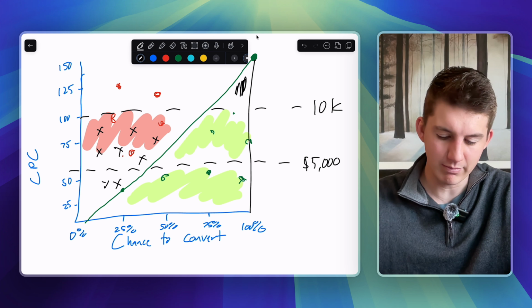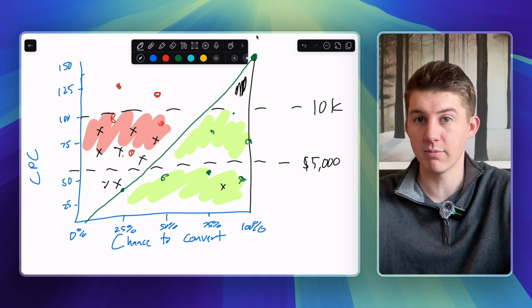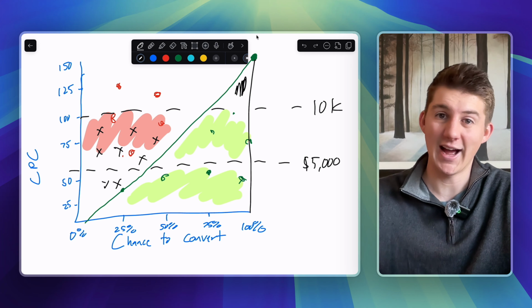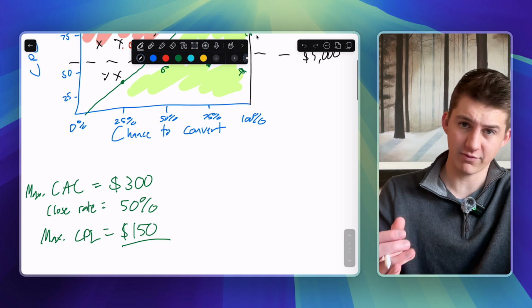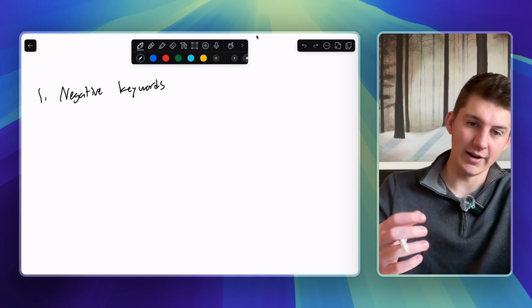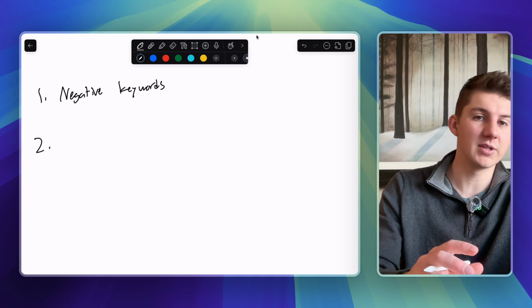So yes, you might be blocking one that could have converted at some point, but I'm just telling you, it's not going to be worth it because the majority are going to be bad clicks that you don't want to be paying for. So that's the first way, negative keywords. Second way is broad match keywords, and this helps in a completely different way.